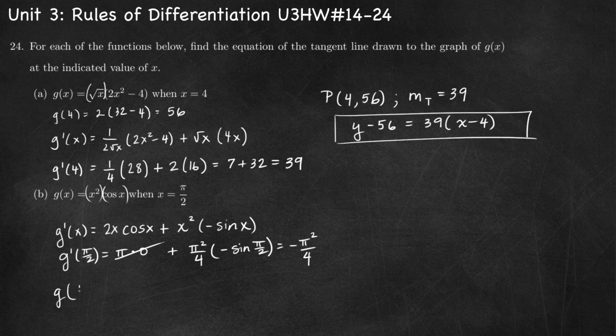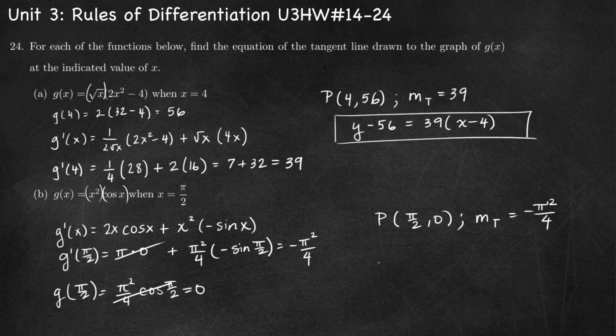Then we need to find g of pi over 2 to get the point of tangency. So g of pi over 2 is pi over 2 squared, so pi squared over 4, times the cosine of pi over 2. But the cosine of pi over 2 is 0, so that's just 0. So now our point of tangency is (pi over 2, 0), and the slope of our tangent line is negative pi squared over 4. So our equation, y minus 0 equals negative pi squared over 4 times x minus pi over 2.